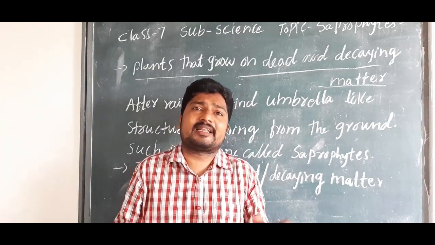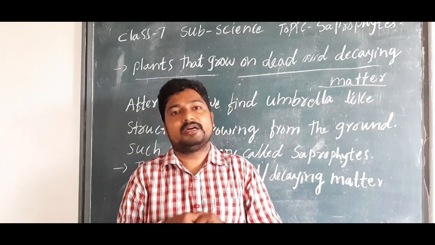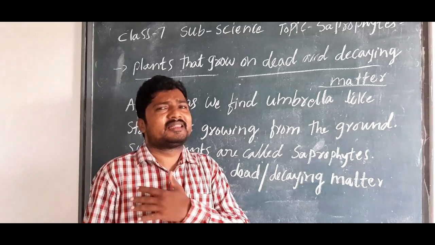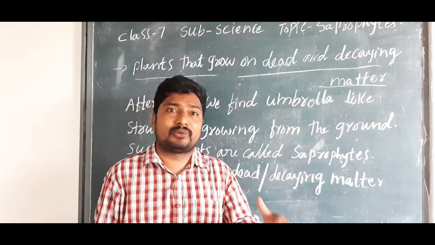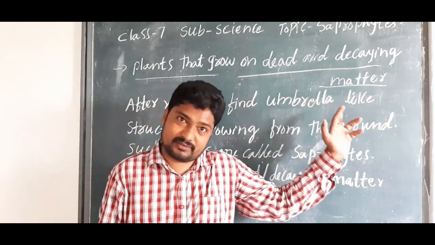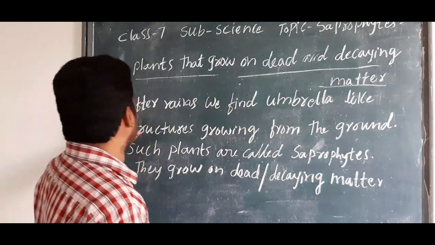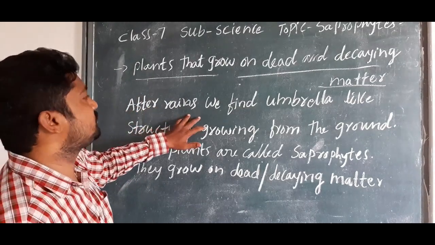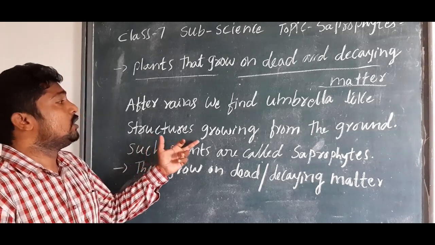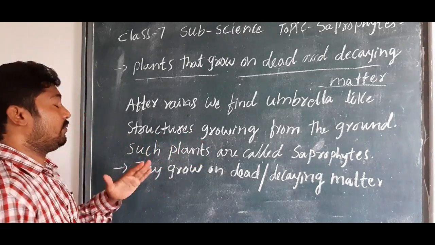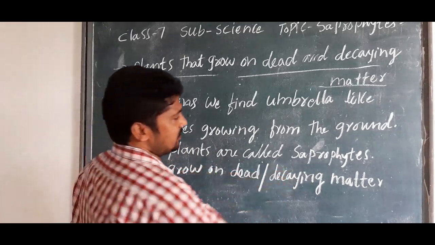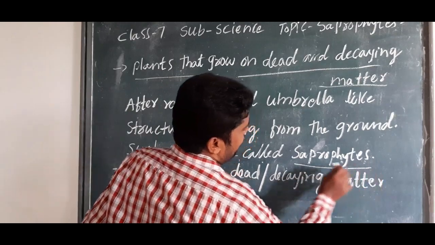Children, we like to eat those mushrooms. Am I clear? Those mushrooms are plants only. They cannot prepare their own food. They depend on dead or decayed matter only. After rains, we find umbrella-like structures growing from the ground. Such plants are called saprophytes. So this is the main one.